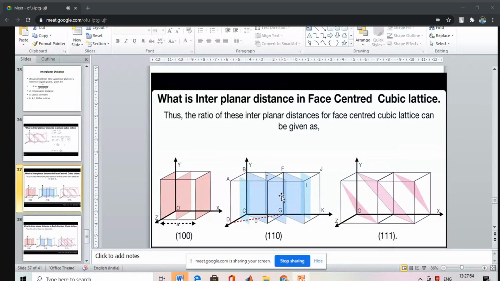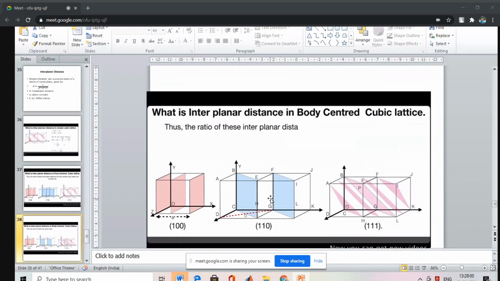These are in FCC. Now 110, these are in BCC. So in BCC and FCC, 110 will remain the same. That is along the face diagonal and passes through the corner atoms of the unit cell. Okay. And the distance between these two will be A upon root 2 as per our formula. It is the same in FCC and BCC.